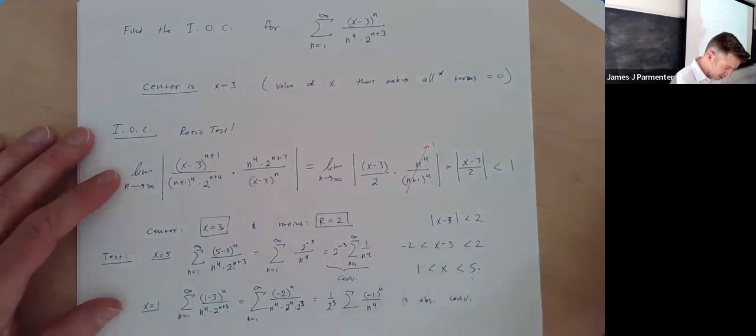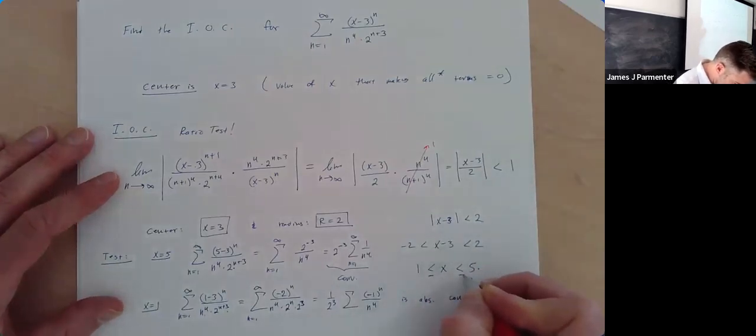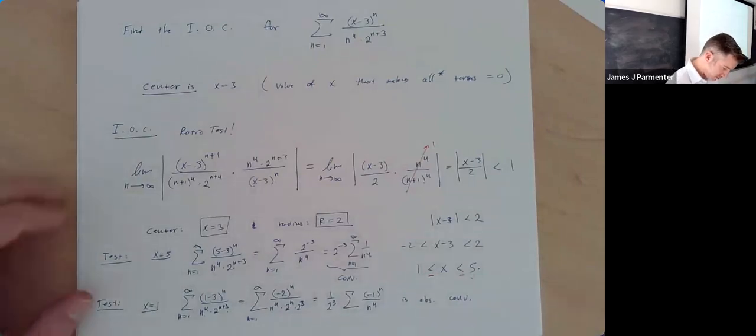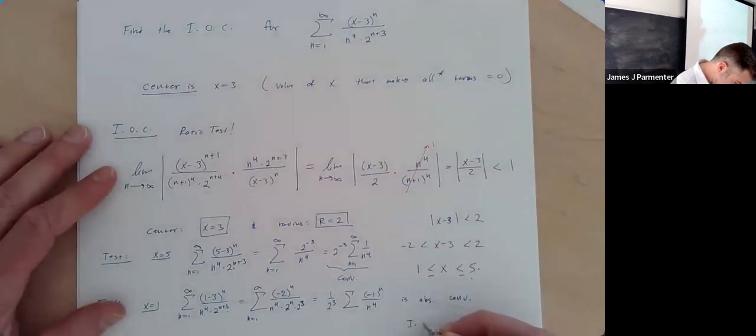So our interval of convergence is everything from 1 to 5 inclusive. So our interval of convergence here is bracket 1 to bracket 5.